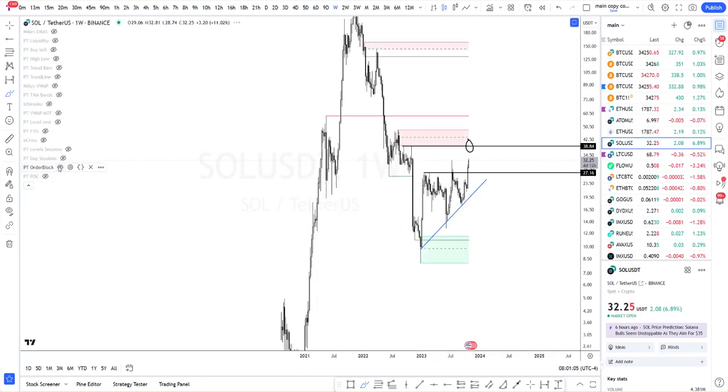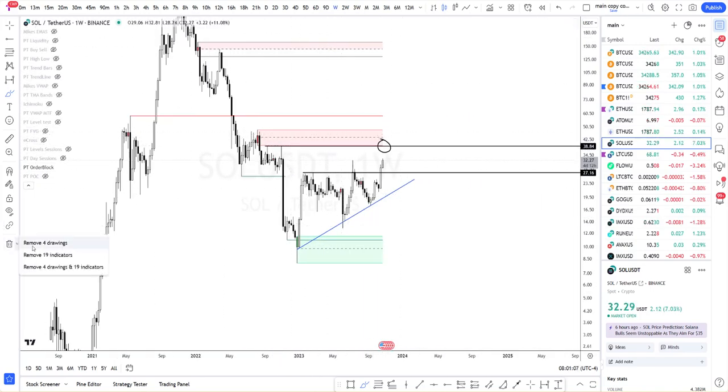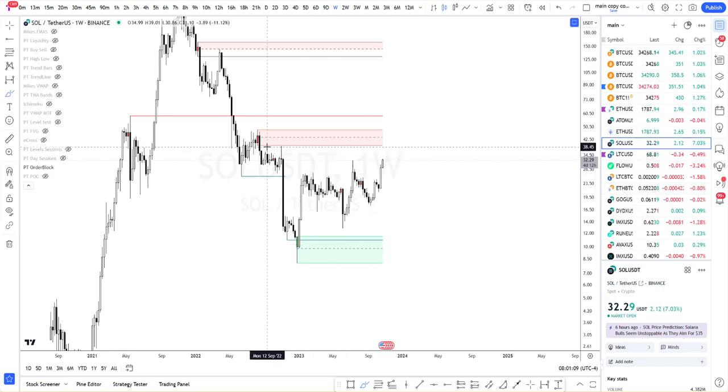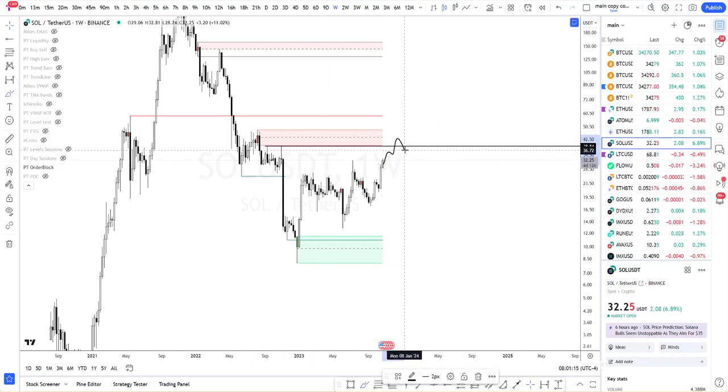Weekly time frame order block. Always keep your order block indicator open. It gives you an idea of where price could potentially go. These particular wicks are liquidity, 38. So if we do happen to go up here, I am out. I'm not holding it. I am out completely. I'm closing my whole position as soon as we get into this weekly order block. I don't care how much further up we go.